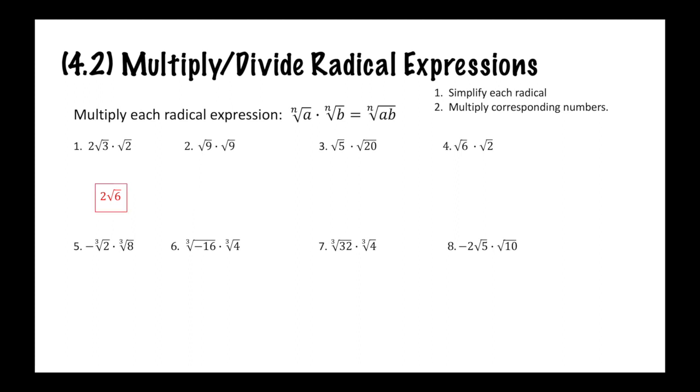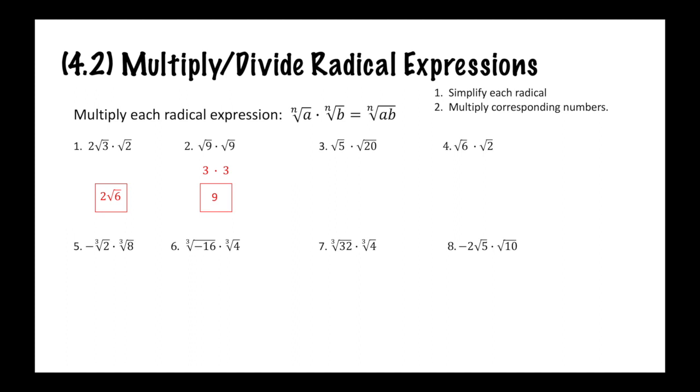In number 2, here it might make sense to simplify them first. So the square root of 9 is going to give me 3. So I'm really looking at 3 times 3 here, which is going to give me 9. The other thing I could have done is 9 times 9, giving me the square root of 81, and the square root of 81 would still have given me 9. So either way, that's going to be the correct answer.